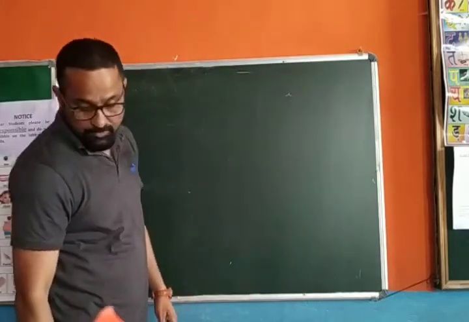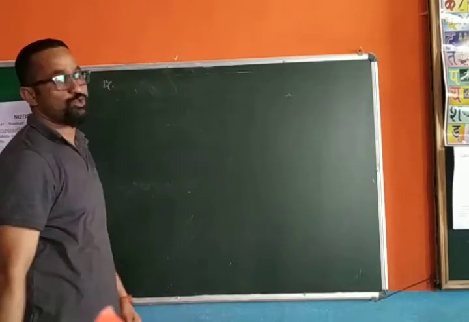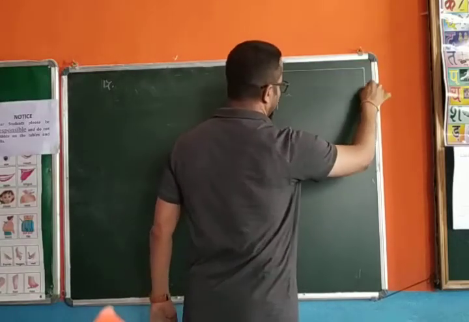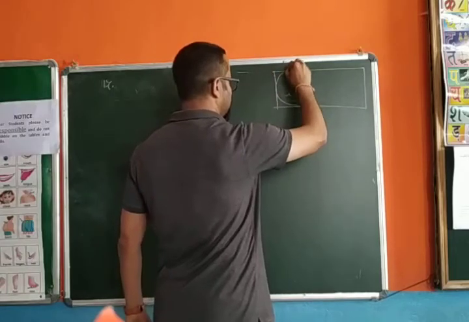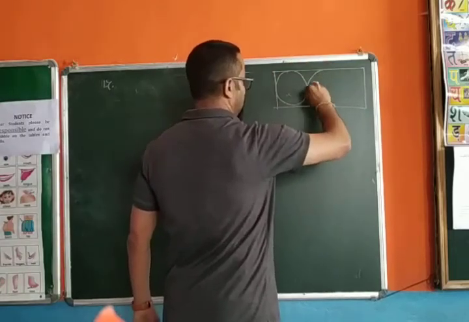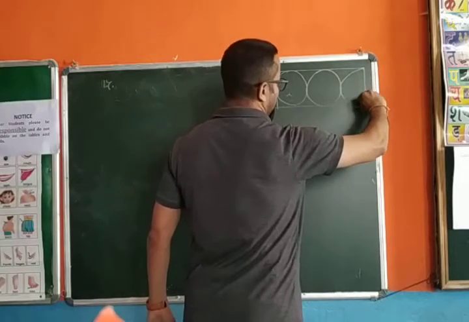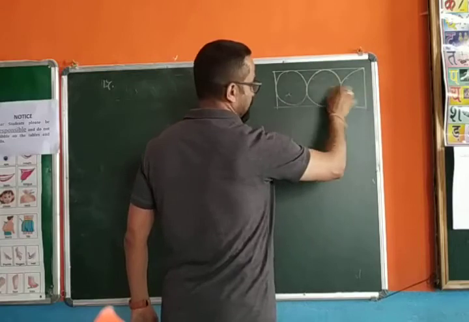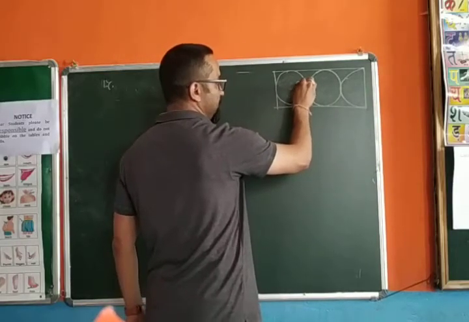Question number 17. Figure-based question. You have a rectangle. There are two circles and one semicircle which has been shaded. Radius of the circular portion is 3 centimeter.